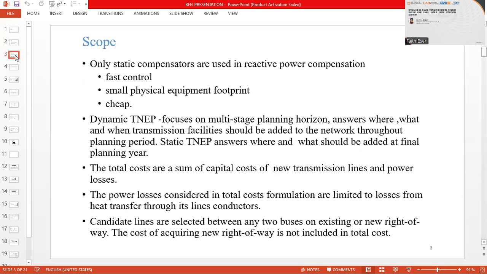The scope is limited to the following. Static compensators are to be used in the reactive power compensation because 1, of their fast control, 2, small physical equipment footprint, and lastly, because they are economical.